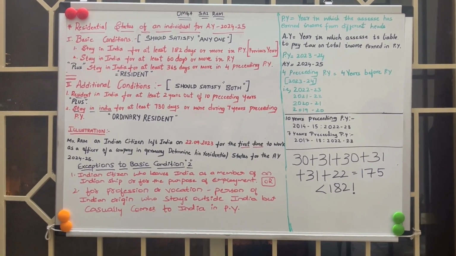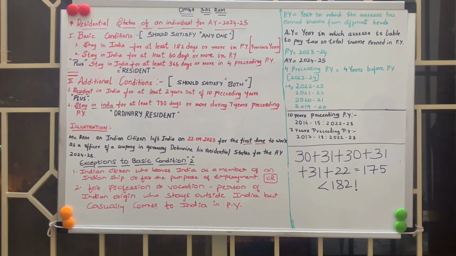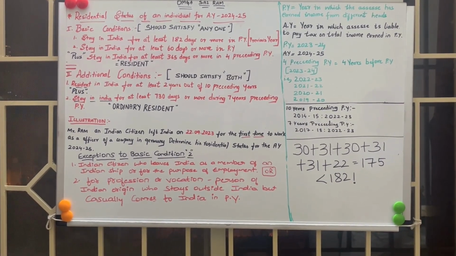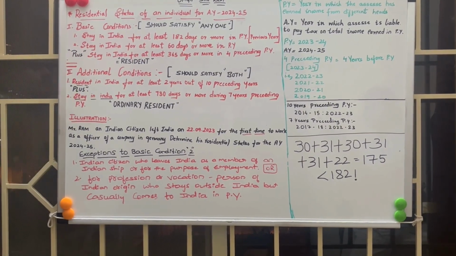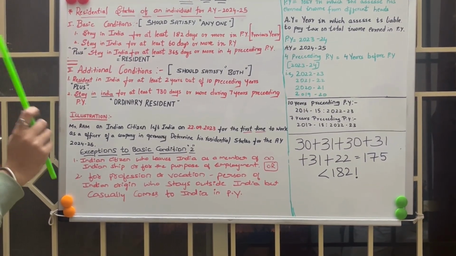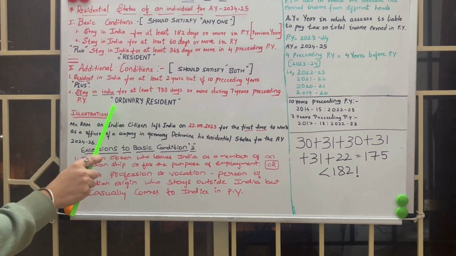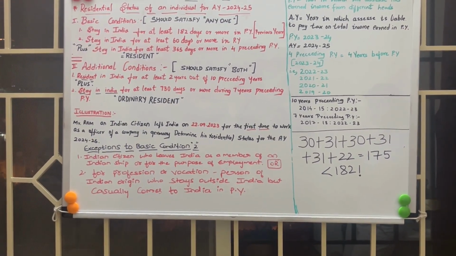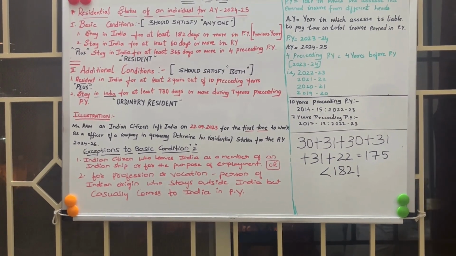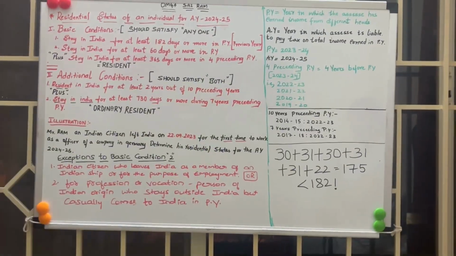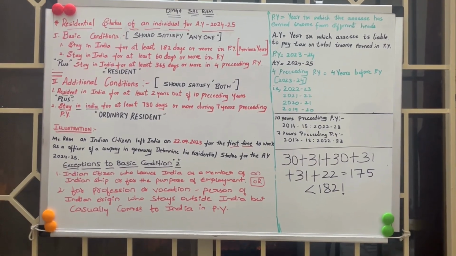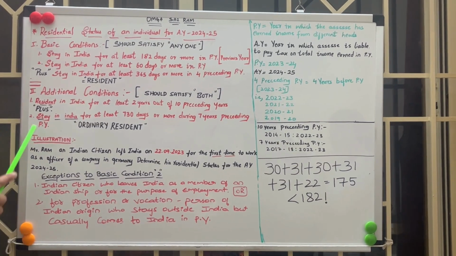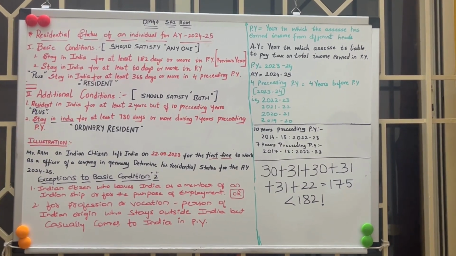Now, what are the additional conditions? Let's look at the additional conditions. These conditions are analyzed and determined to understand whether an individual is resident and ordinary resident or resident but not ordinary resident. That is, if he fulfills both the additional conditions, he will become resident and ordinary resident. If he fails to fulfill any one of the additional conditions, he will become resident but not ordinary resident.